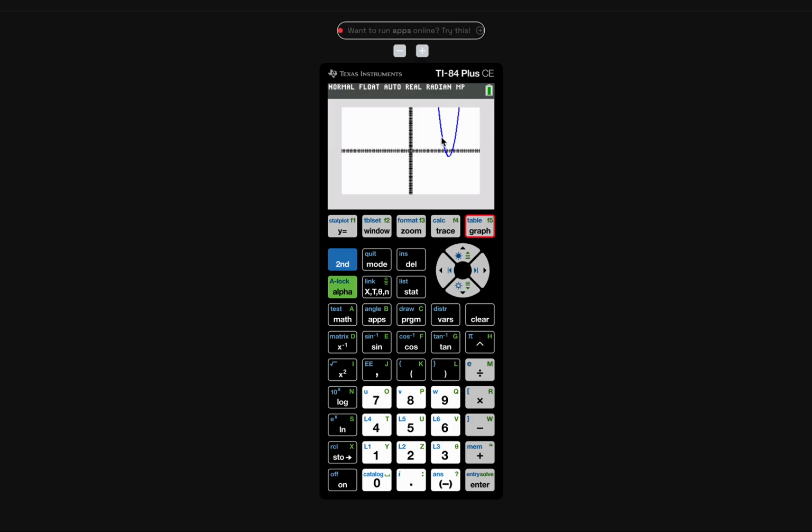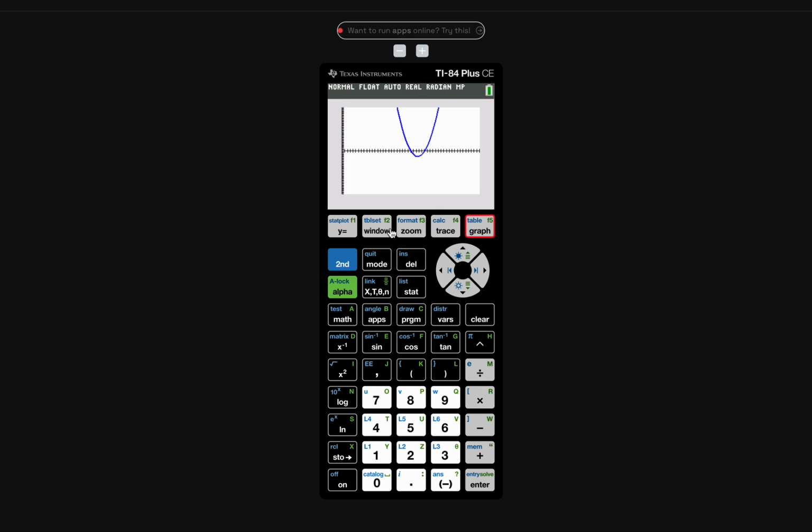So now we can see our equation here. Since the zeros are in the positive x-axis, I'm going to hit window again and change x min to 0 so that it only shows the positive x-axis. So now we can see this pretty easily.